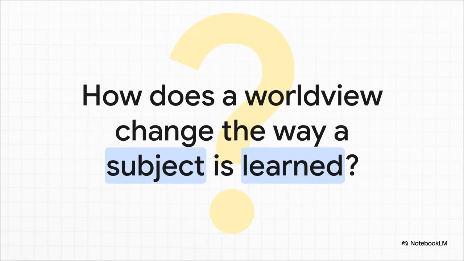So in the end, this textbook is just a really fascinating case study, isn't it? It shows how a specific worldview can completely reshape a subject that most of us think of as totally neutral, like math. And it really leaves us with a much bigger question to think about. How does what we believe change how we learn?